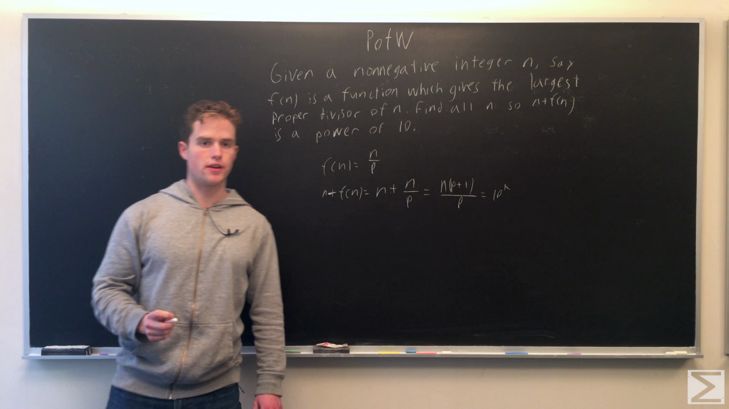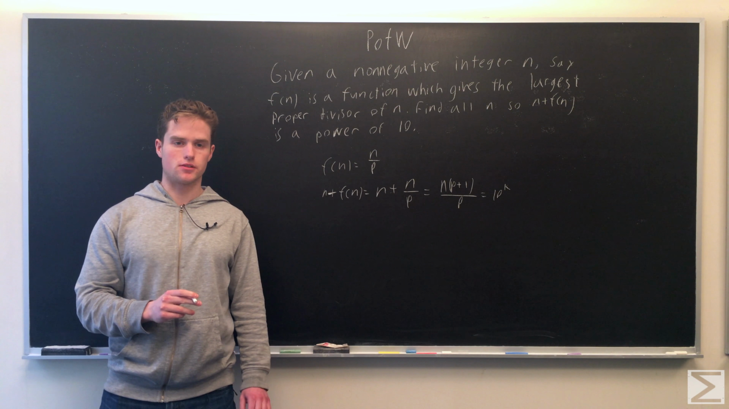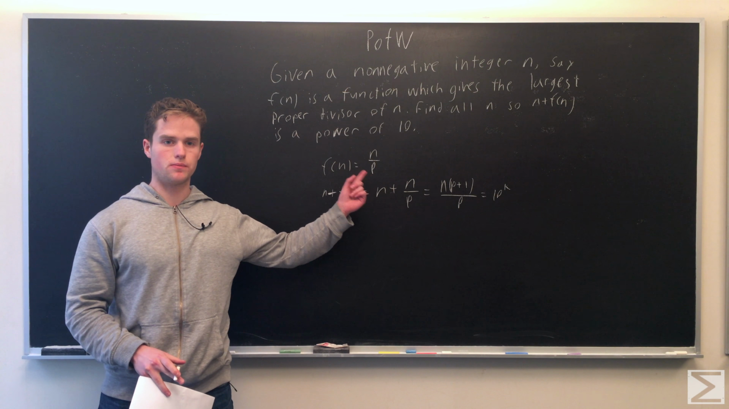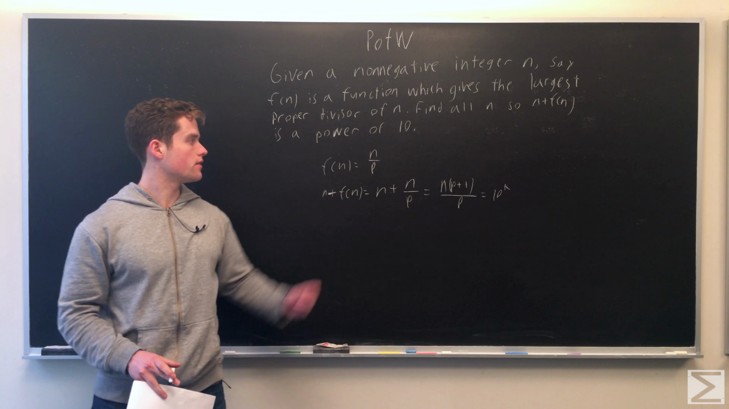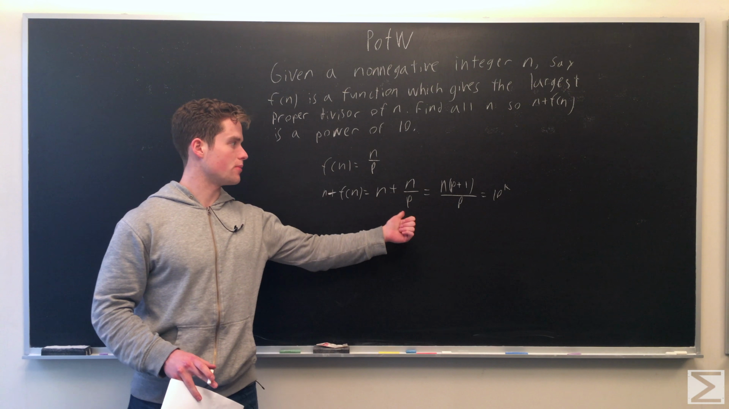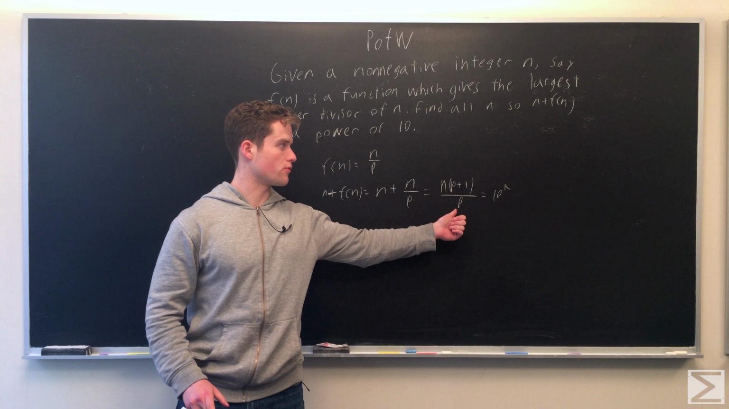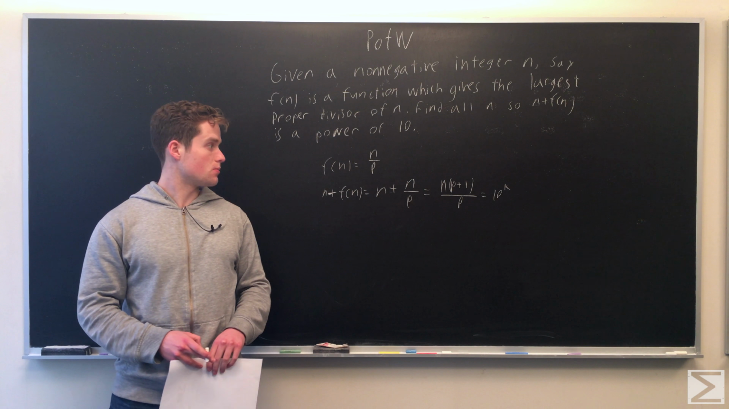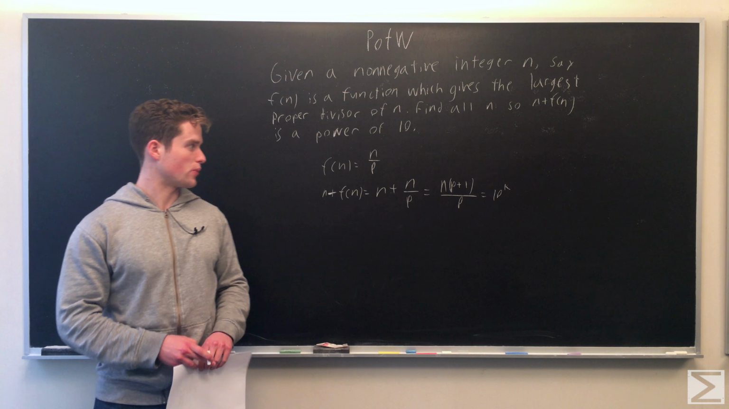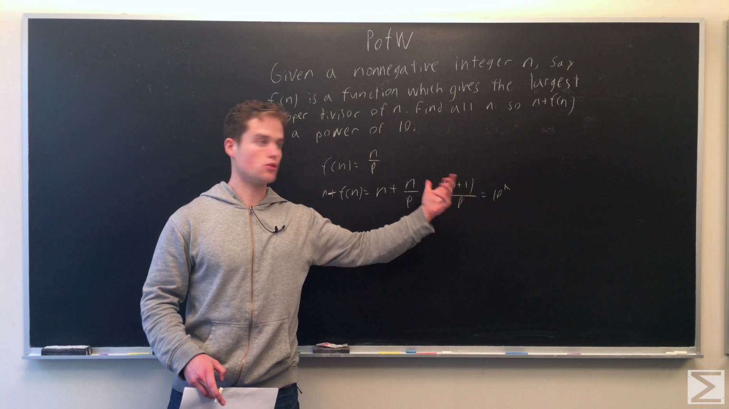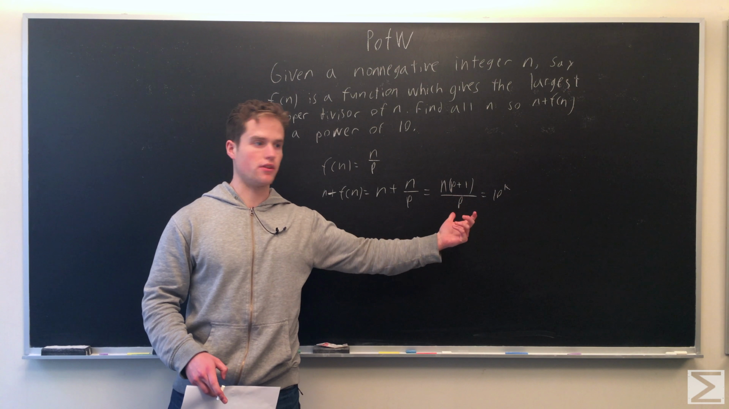So we can think of f of n as n over p, where p is the smallest prime divisor of n. So that will give us the largest possible proper divisor of n. And then n plus f of n is n plus n over p, which is n times p plus 1 over p, which equals 10 to the k. Note that p plus 1 and p are relatively prime, so whatever factors in p, we want p plus 1 to only have factors of 2 and 5 in it.